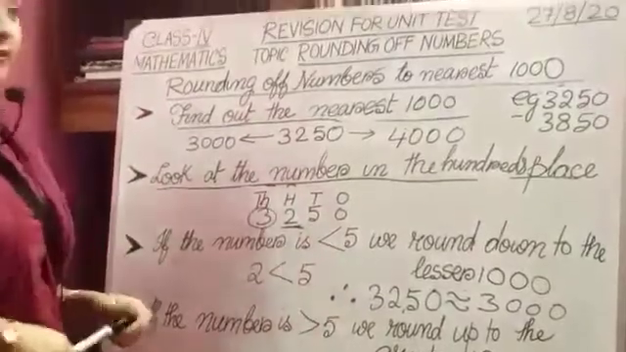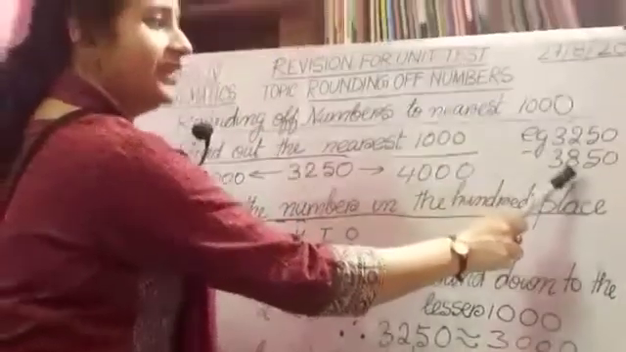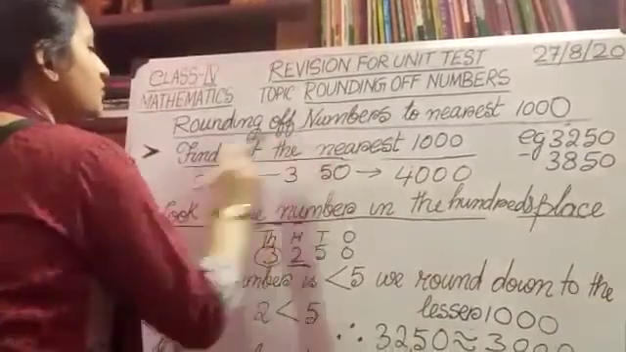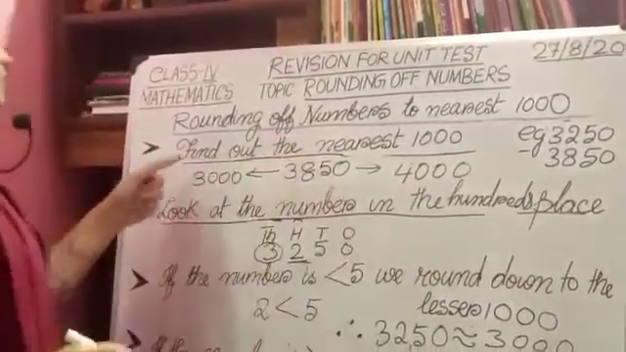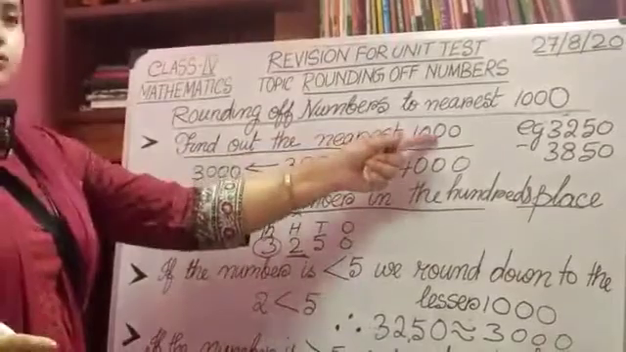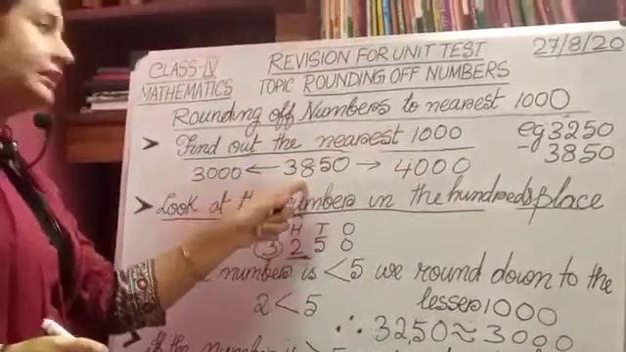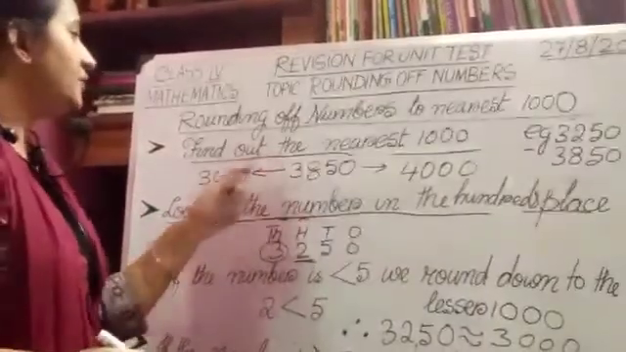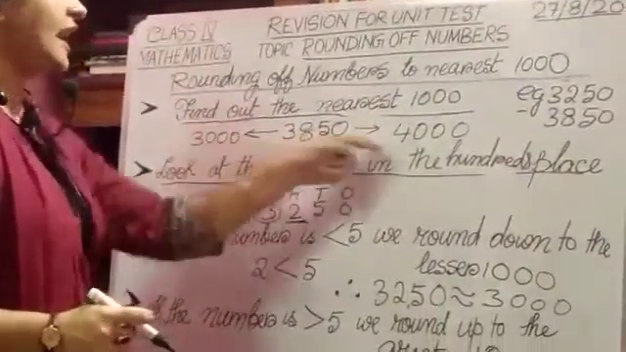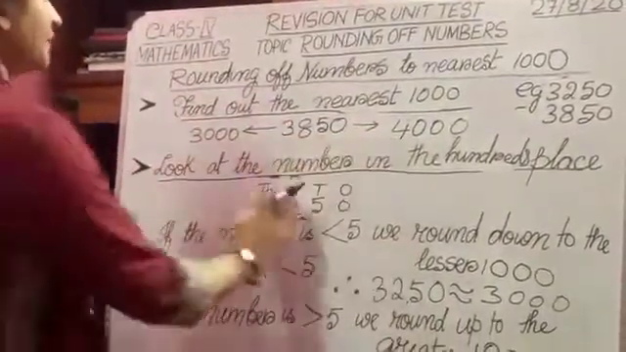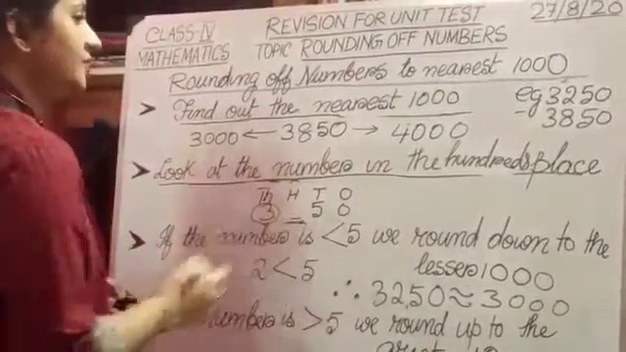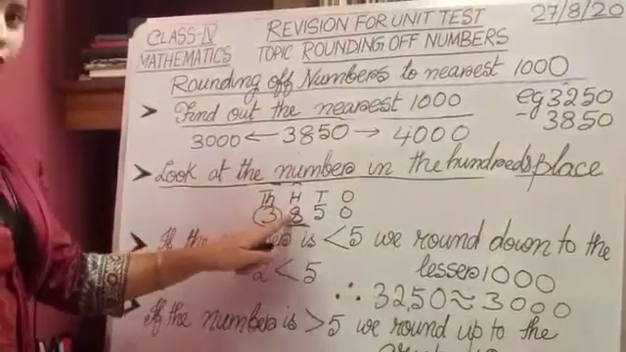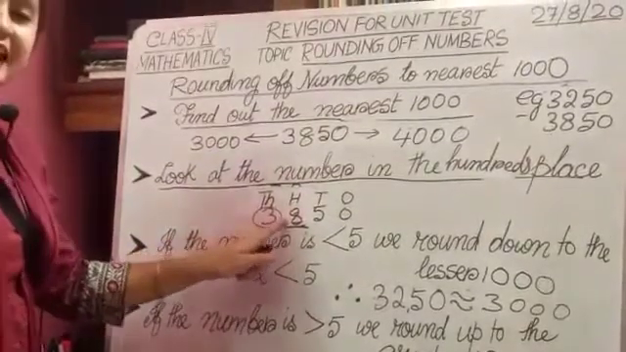Now, let us take the other number, that is 3850. So, here we put 3850. Find out the nearest thousand. The nearest thousand again is 3000 here and 4000. It is sitting between the 2000, 3000 and 4000. Right? Now, here the number in hundreds place you have to find out, and that is 8.